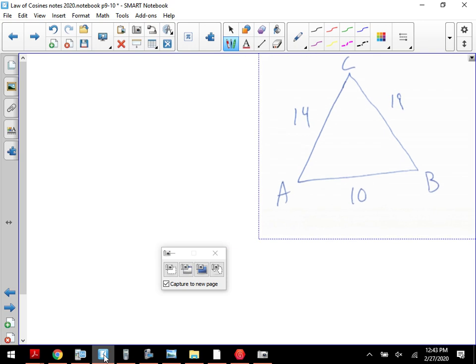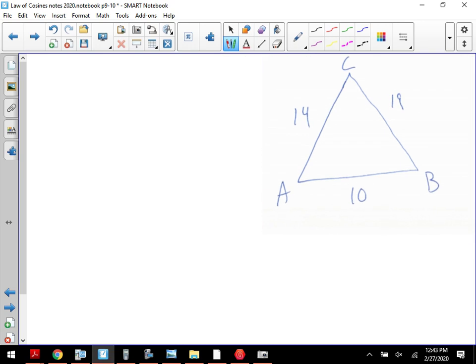So in this one here, you get sides of 14, 10, and 19. What angle is this forcing you to find first? Forcing us to find A first, okay? So as we go back and we relabel, little c, little b, we got to find angle A. So you write it out and fill in the blanks.